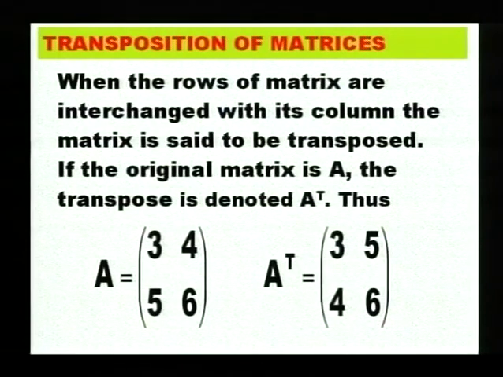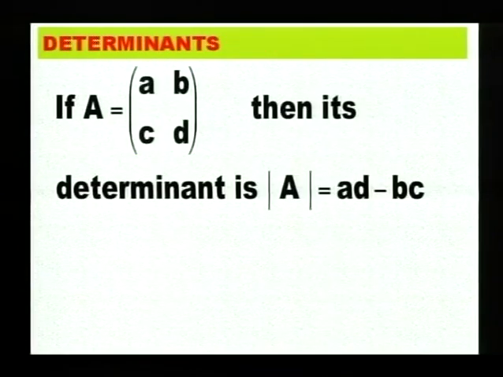You with me? So if the original matrix is A, the transpose is denoted with an A with a T at the top. So if matrix A is 3, 4, 5, 6, then A transpose is 3, 5, 4, 6. It's not supposed to be to the power of T. Is that clear? Okay, next.